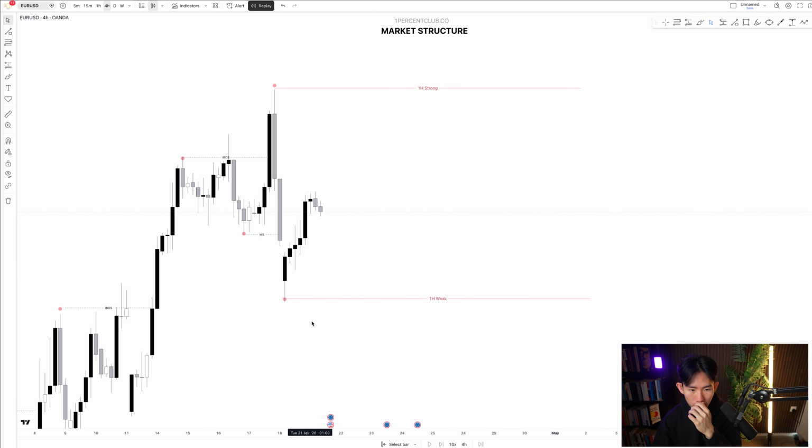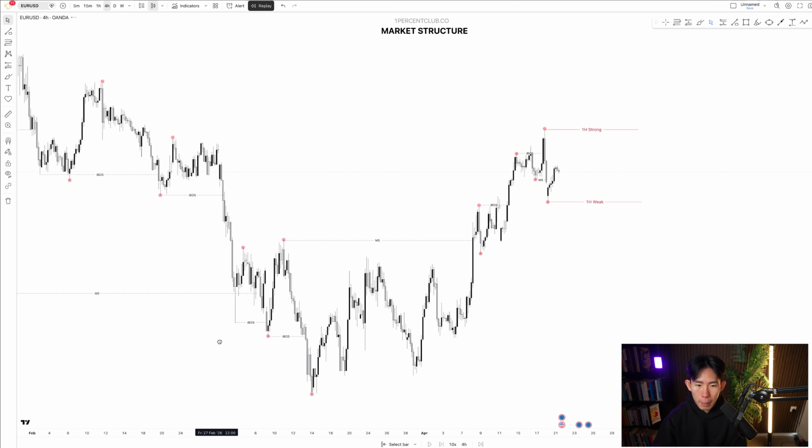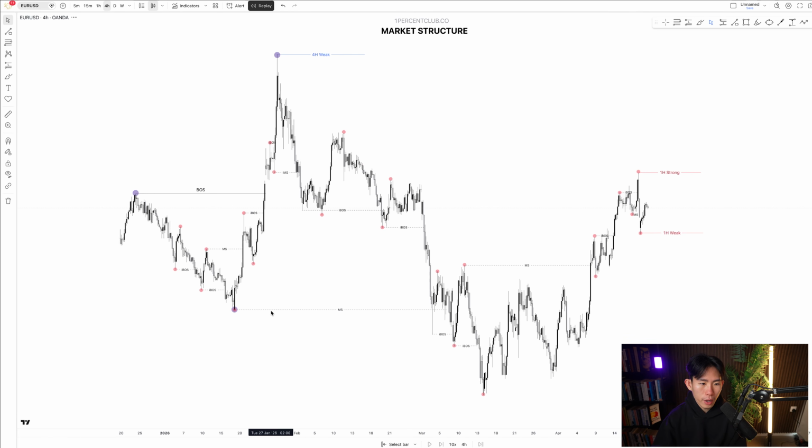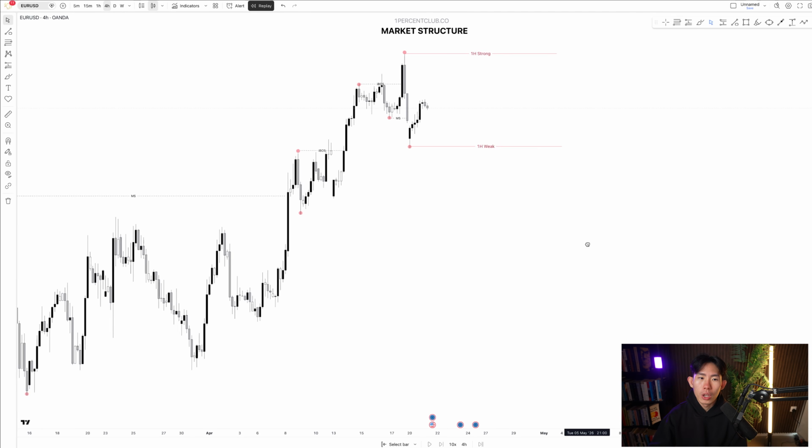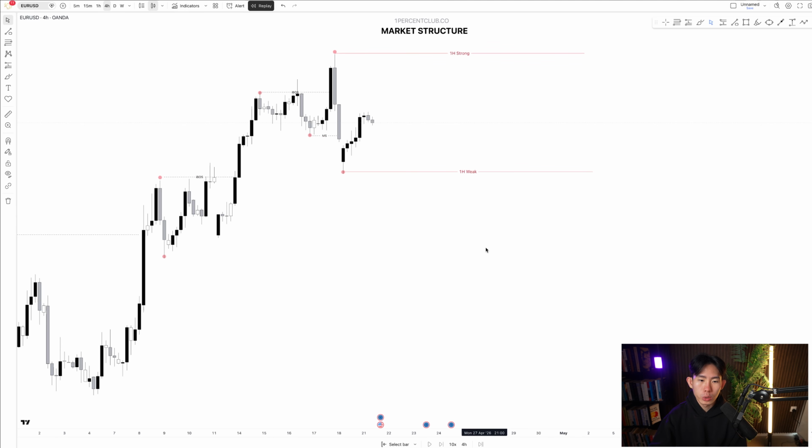So there you guys have it, right? That's how I would go about mapping out this entire structure right here. You can see if you just apply the principles that we teach here, you will not go wrong, right? You will always come to the same conclusion as I do.